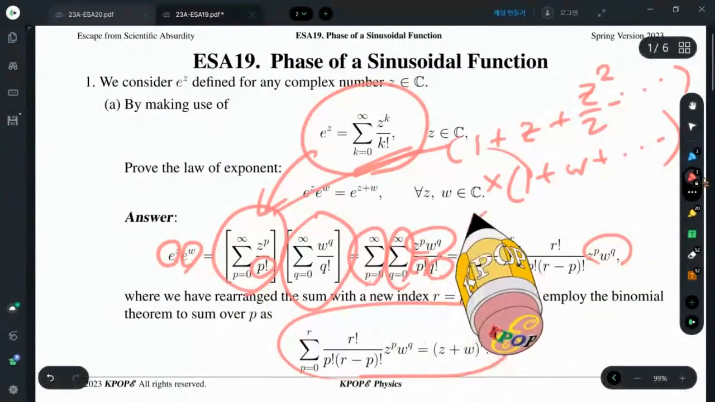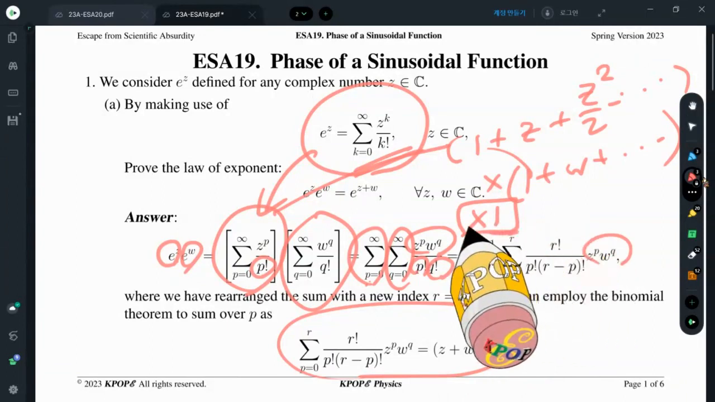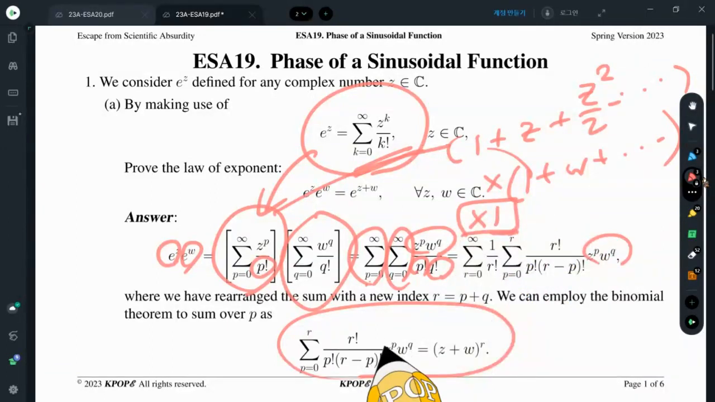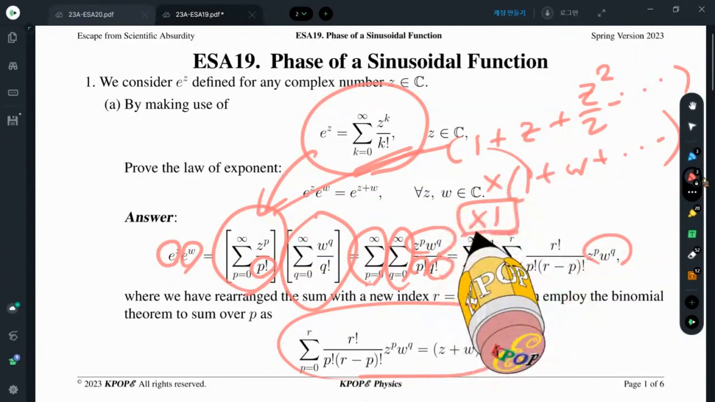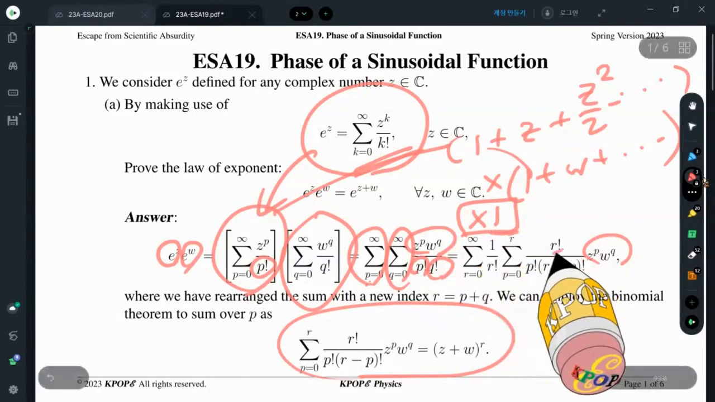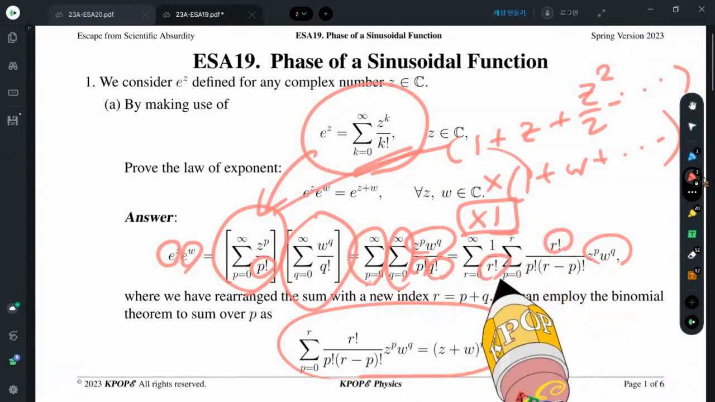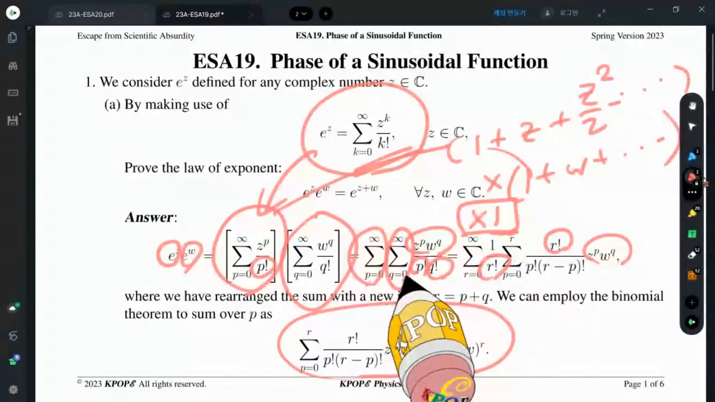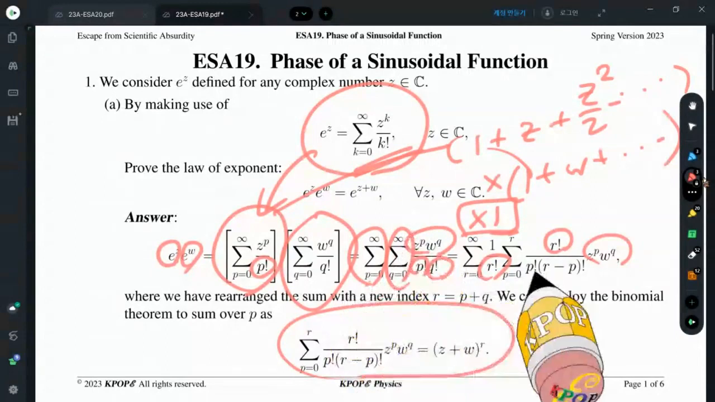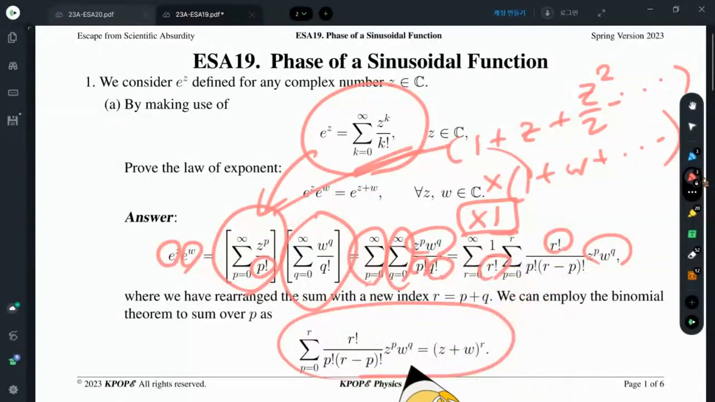So what I'm doing is that I need to multiply by 1. That is usually used in both mathematics and physics. It is a kind of conversion factor. A conversion factor is nothing but unity. You multiply by 1, but reorganize 1 to be r factorial divided by r factorial. And why don't we sum this one? Both of them go to infinity. Here, p runs from 0 to r, and r runs from 0 to infinity.